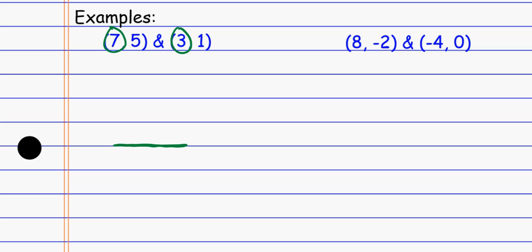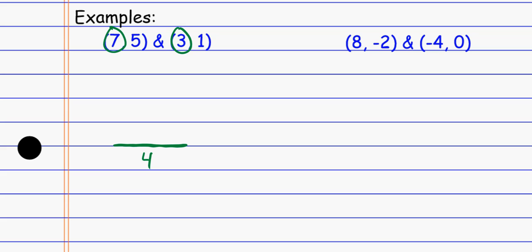I can find the distance just by subtracting. 7 minus 3 is a 4. And I can subtract it the other way as well. 3 minus 7 is a negative 4. But remember, distance is always positive. So if I subtract and get negative, just make it positive, and that's the distance.